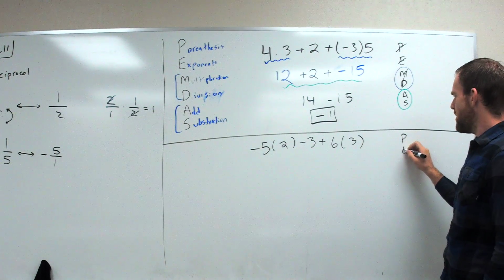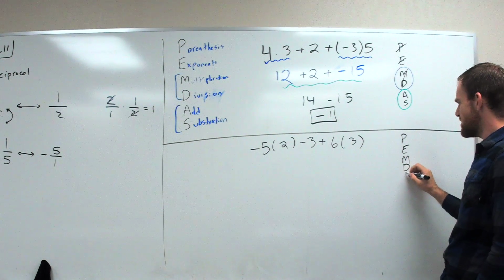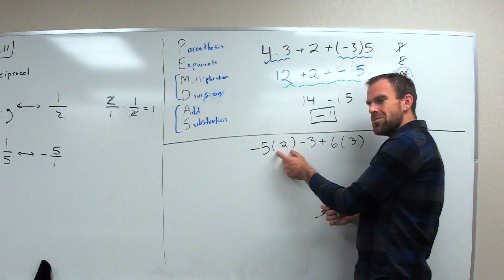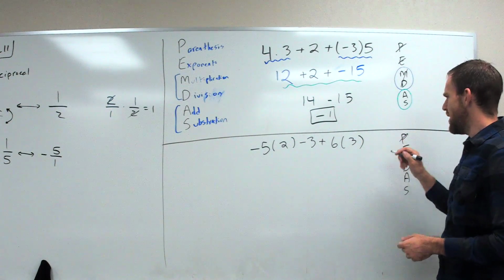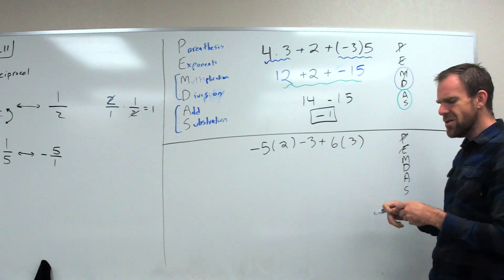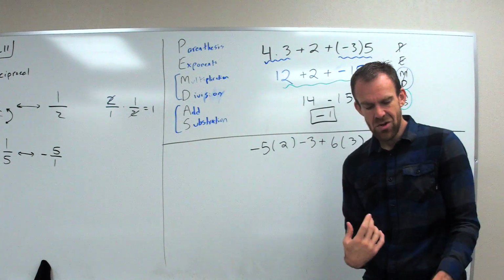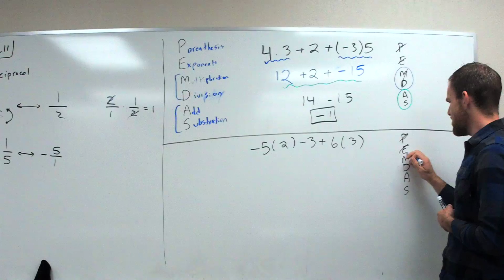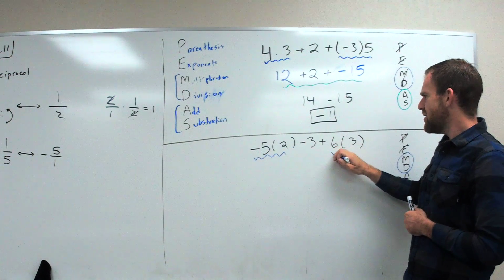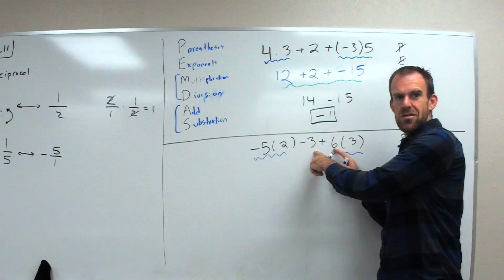So we have PEMDAS again, or please excuse my dear Aunt Sally. All of the numbers in parentheses are by themselves, so I have no parentheses to deal with. I have no exponents or powers. So again, I go to multiplication and division. I'm going to circle that. I'm going to underline the ones that I'm multiplying and dividing. A lot of students will want to do -3 plus 6.